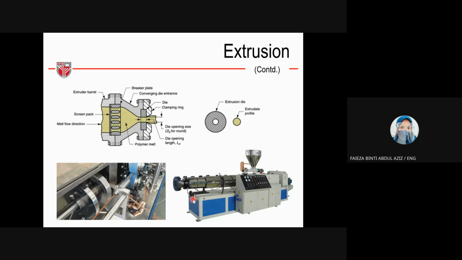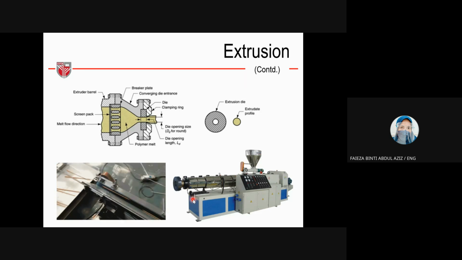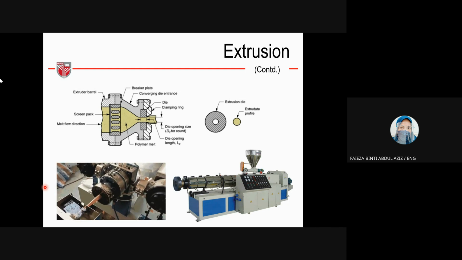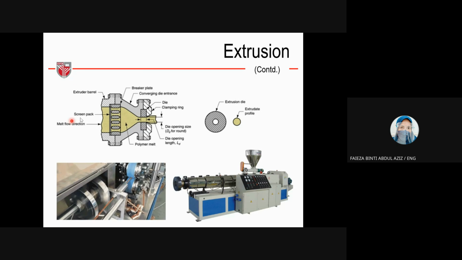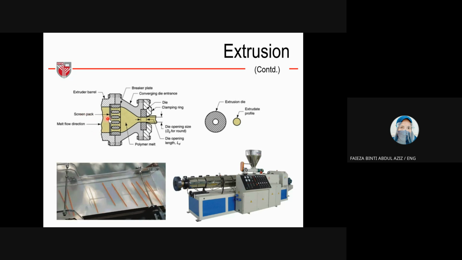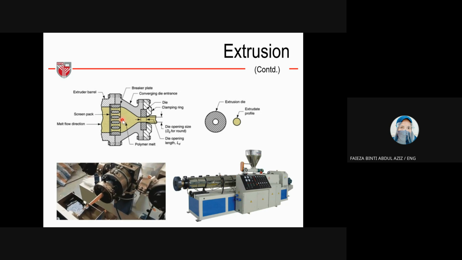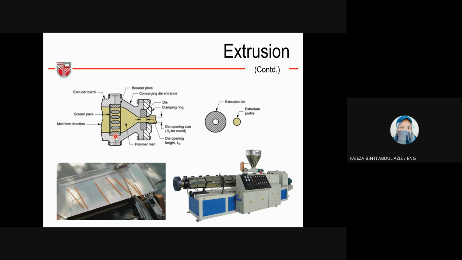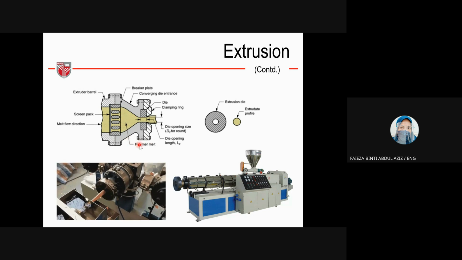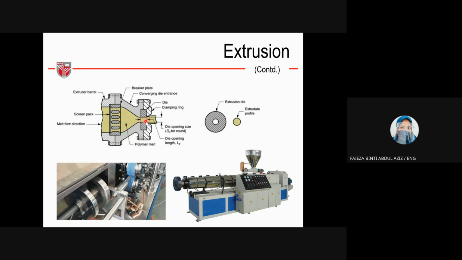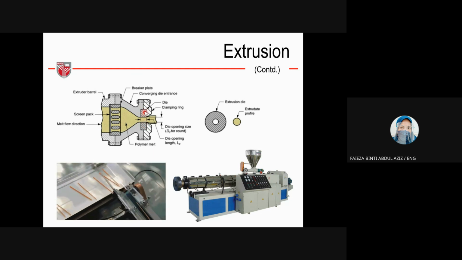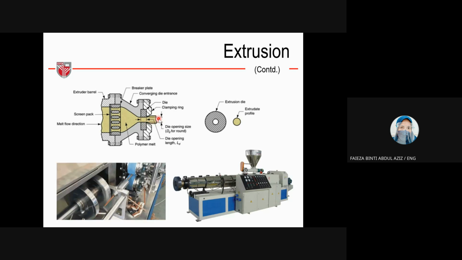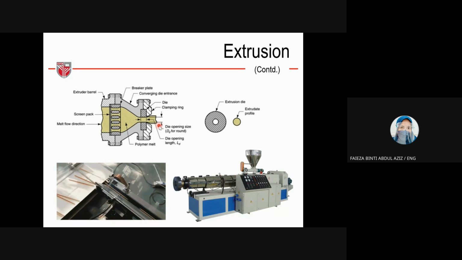Here you can see in details. These are the mass flow in this direction, and here we have the screen to filter the unmelted material. So this is the polymer melt, and this is the die. This one is the die, the extrudate, and this is the die opening. Here, these are the details to show it to you.